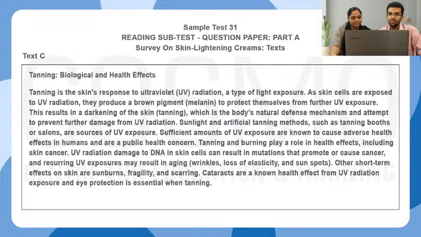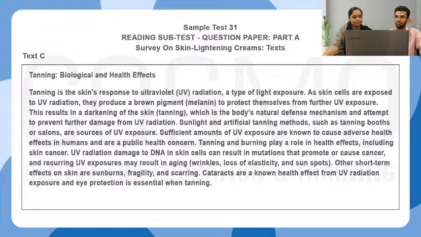Yes. Here we have the words recurring UV exposure may result in aging. Right. Here comes the synonym. That's the importance of synonym. I think Ashwin sir has already said the importance of identifying the synonyms, right?